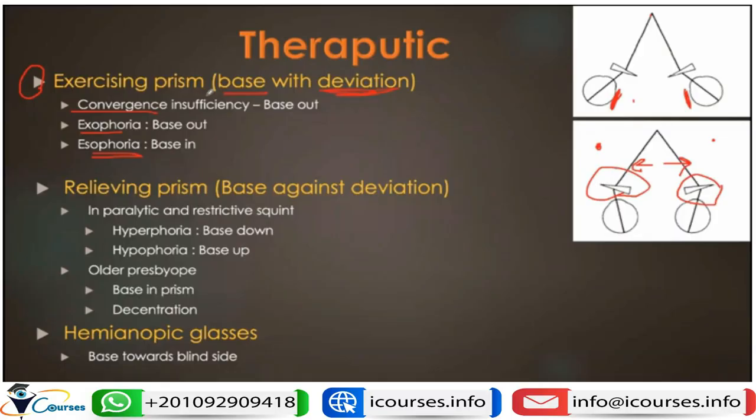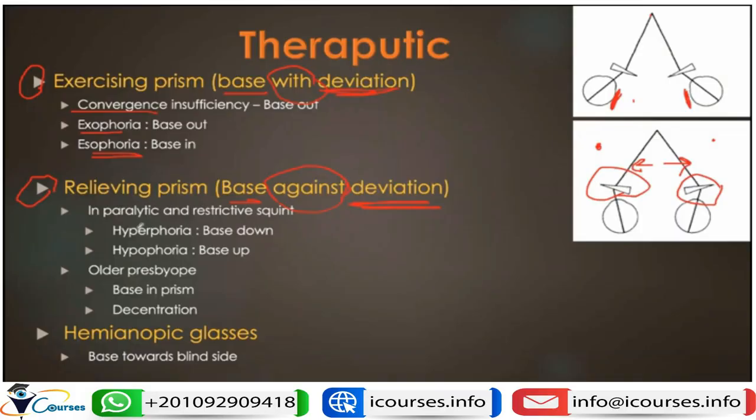So exercising prisms are usually used for cases in which the muscles are functioning well and are just a little bit weak, but not if they are restricted or paralyzed. If the muscles are restricted or paralyzed, then we use what's called relieving prism. In relieving prism, we use the base against the deviation. Not with the deviation, this is the key word here, but the base will be against the deviation.